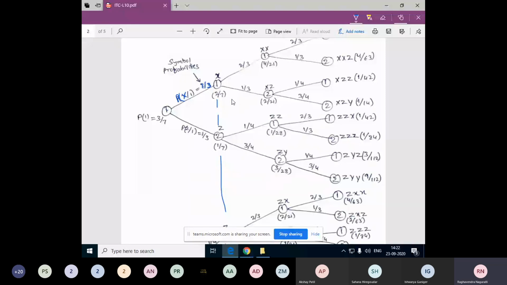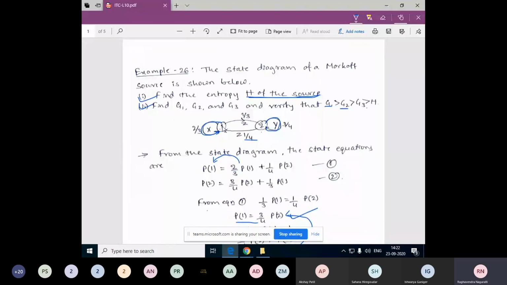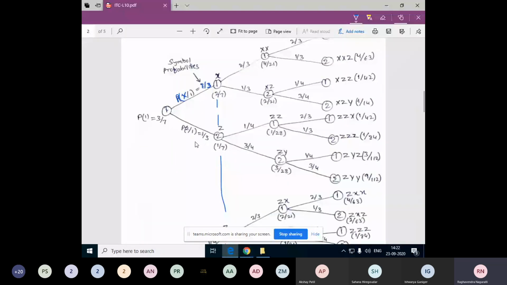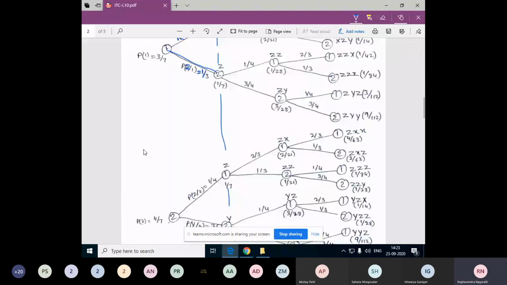Is there any other transition from state 1? There is one more transition from state 1, that is 1 to 2 with probability 1 by 3, and the symbol emitted during this transition is Z. Now we need to draw this in the state diagram. From 1 to 2, we have one transition. The symbol emitted is Z, and the probability with which this symbol is emitted is 1 by 3. So first let me draw this diagram here only.